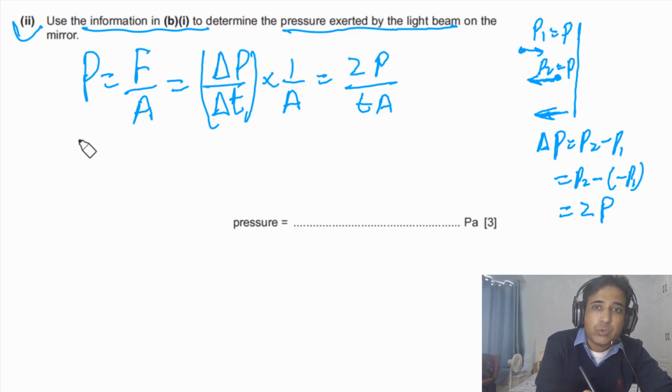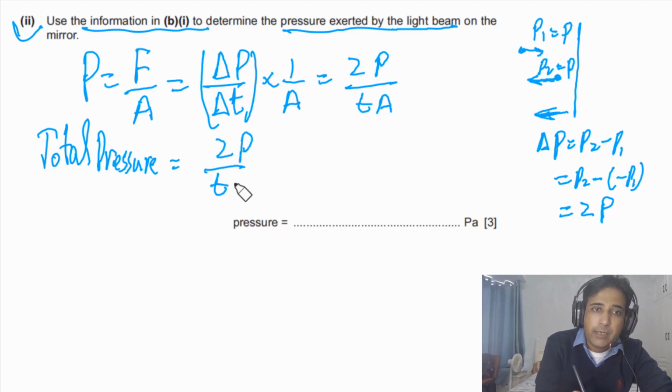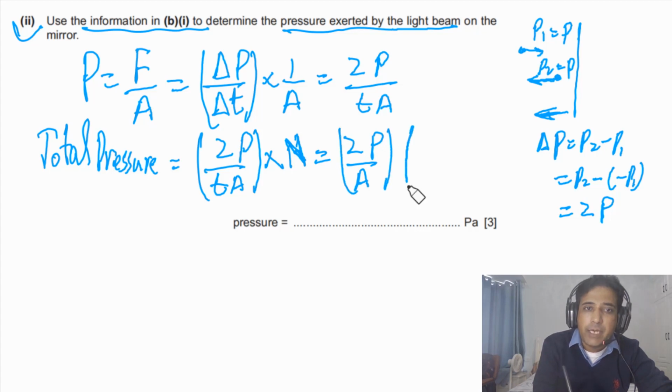And what is the total pressure? Total pressure will be equal to the pressure of 1 photon times the number of photons, where N is the number of photons. We can rearrange this a little bit. We can say this is equal to 2P divided by A times delta N by delta T, the number of photons in a given time.